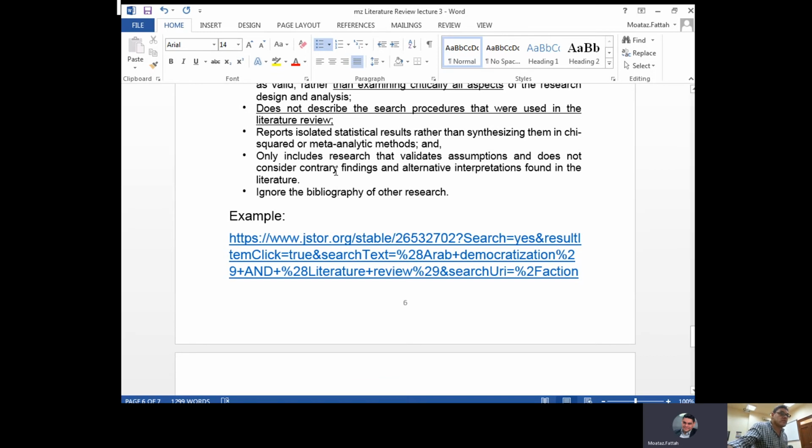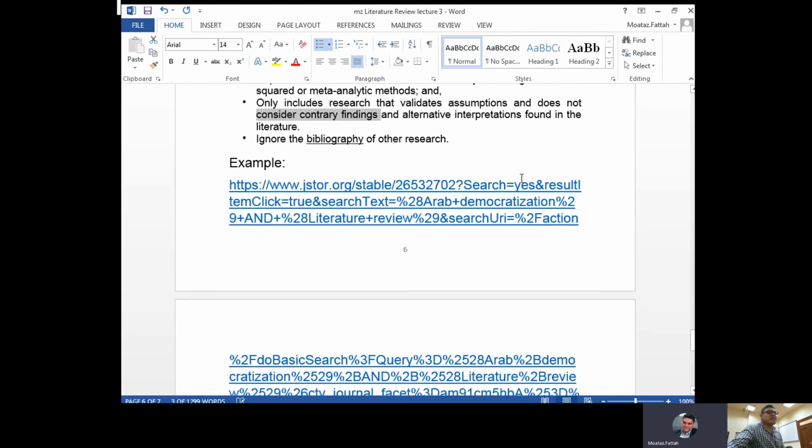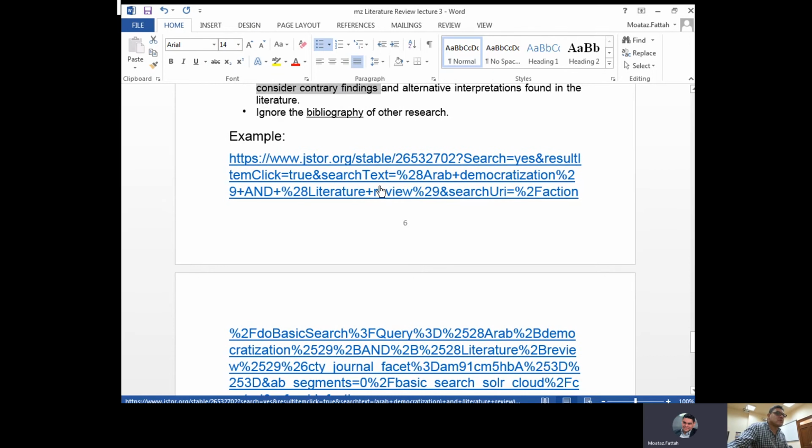So use the bibliography of others' literature. It will guide you through all that. Okay. I just have an example here. I don't know if this.